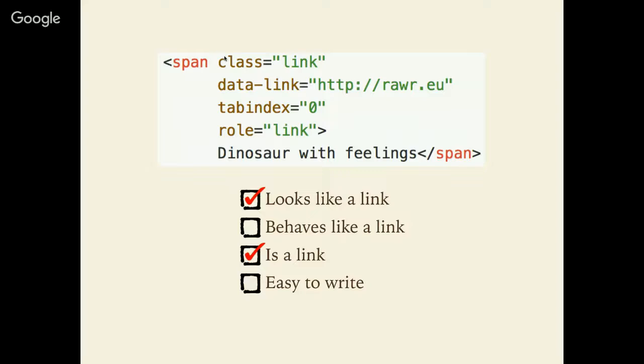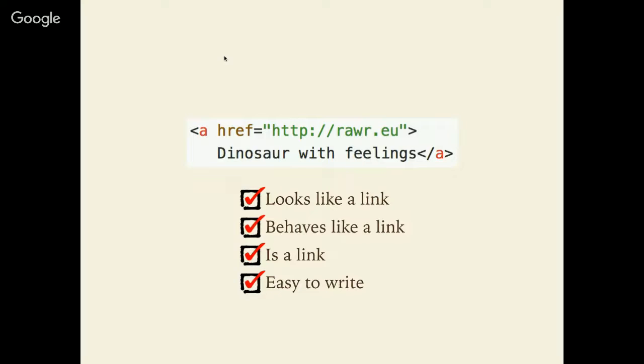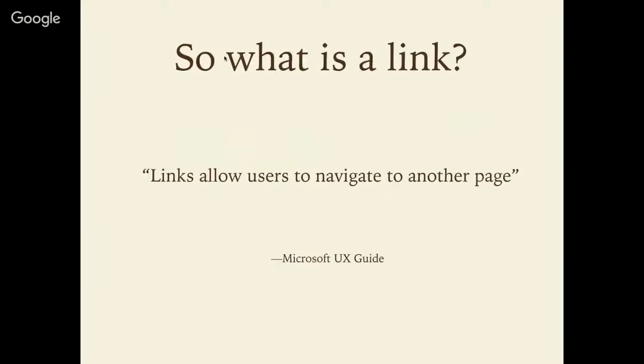So it's not really easy to write, and it still doesn't behave like a link because I still can't right-click it and open in a new tab. So certainly, if we go back 2 slides to the first example, which is just the anchor, it's so much easier to write. So what is a link? Links allow users to navigate to another page. This is from the Microsoft UX guide, which is true. Links allow you to navigate to other pages. So please don't use links as buttons.